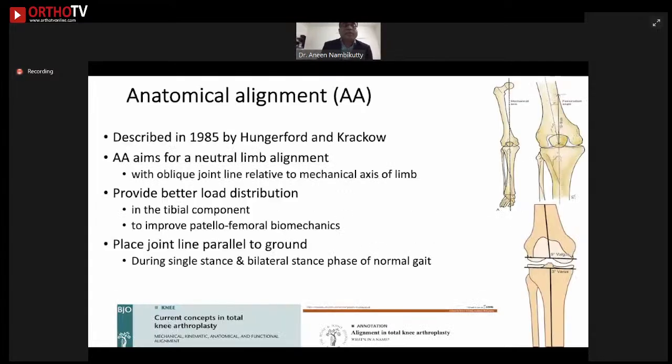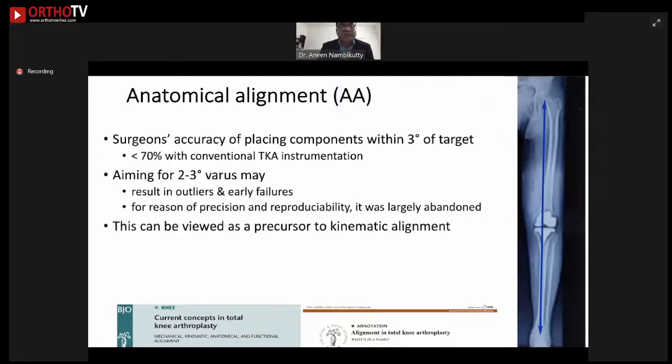The anatomical alignment, this was described in 1985 by Hungerford and Krakow. It aims at a neutral limb alignment with an oblique joint line relative to the mechanical axis of the limb. It provides better load distribution in the tibial component to improve the patellofemoral biomechanics. And it places the joint line parallel to the ground in single stance and the bilateral stance phase of the normal gait.